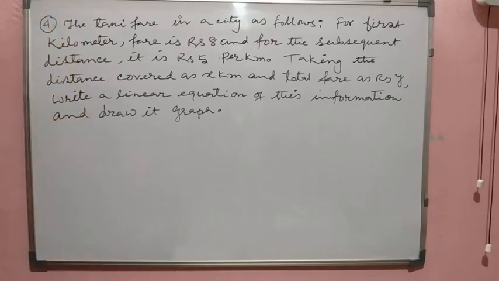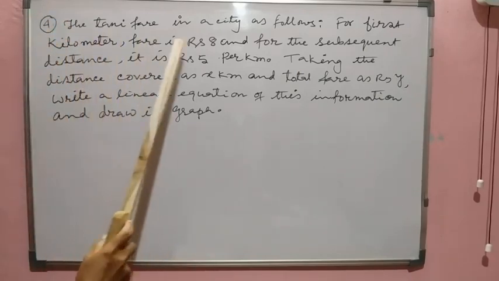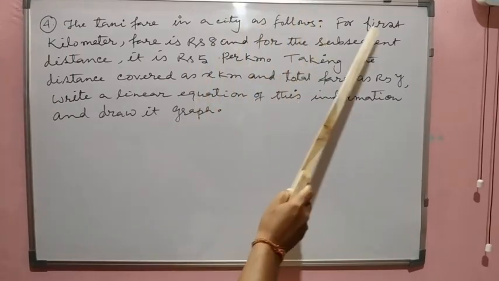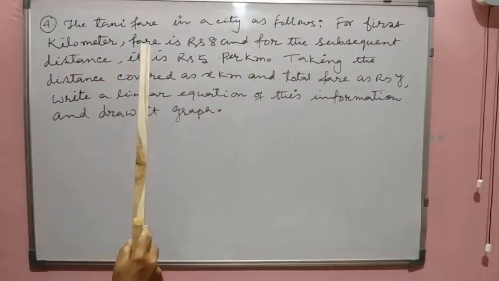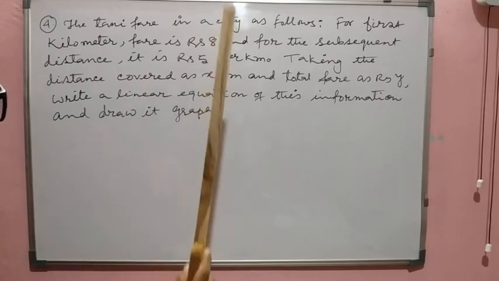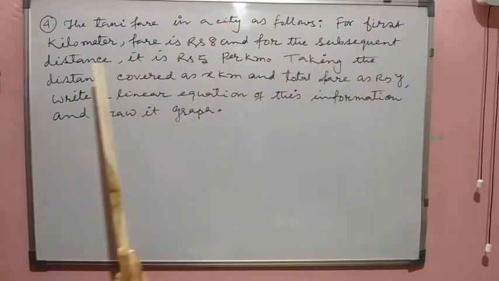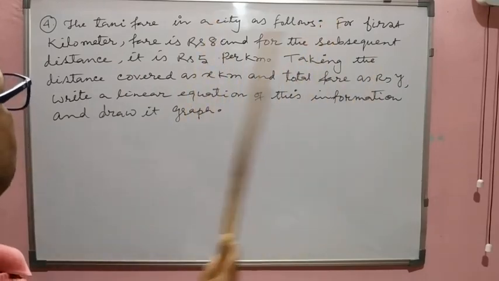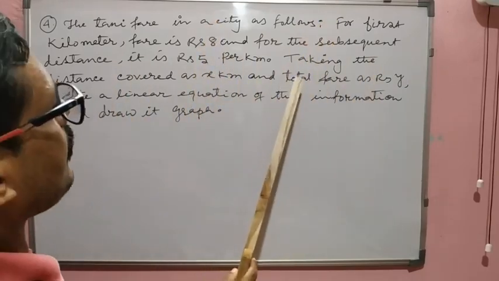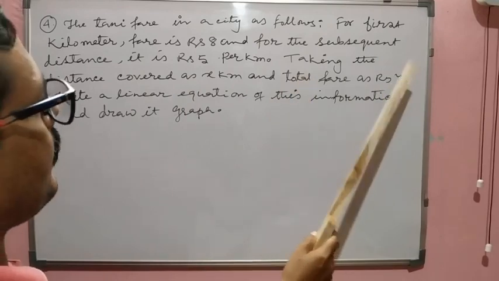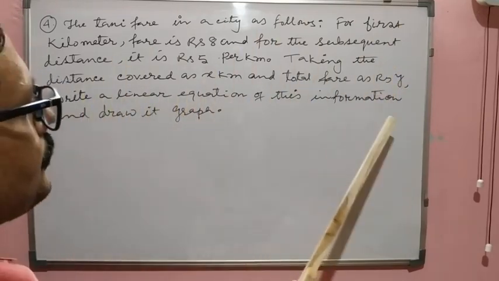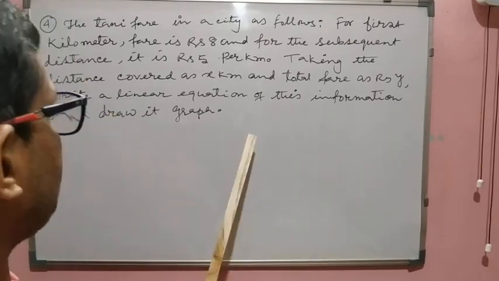Question number 4. Here you see the taxi fare in a city as follows. For the first kilometer, fare is ₹8, and for the subsequent distance it is ₹5 per kilometer. Taking the distance covered as x kilometer and the total fare as ₹y, write a linear equation of this information and draw its graph.